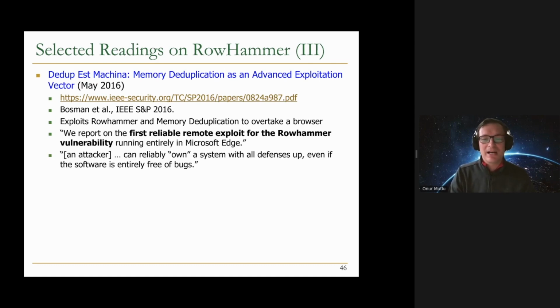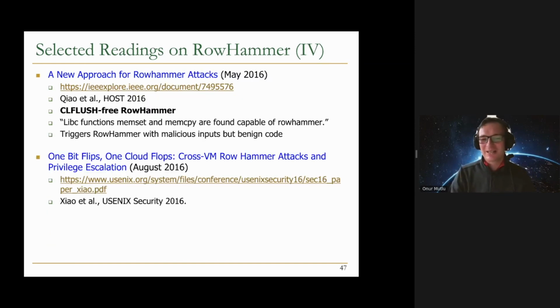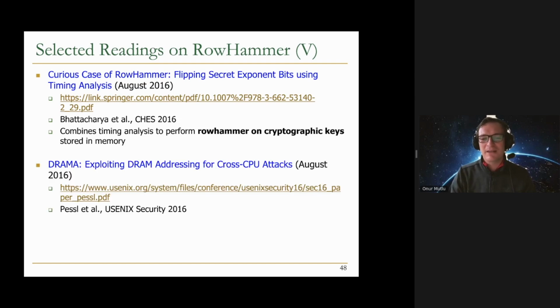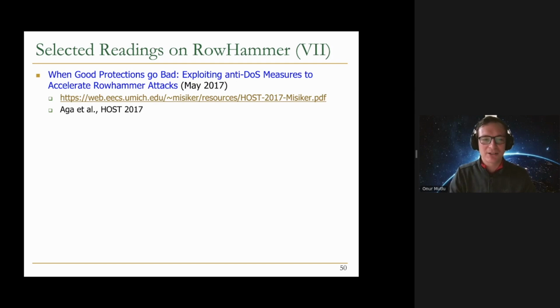And there are some example exploits that look at owning a system with all defenses up, even if the software is free, as you can see over here on Microsoft Edge systems. There are actually really interesting ideas here that combine memory deduplication and Rowhammer together. I don't have time to talk about all of these works, but I'm just going to show you some. If these slides will be available, you can actually look at these works. I'm going to point to some of them later on.